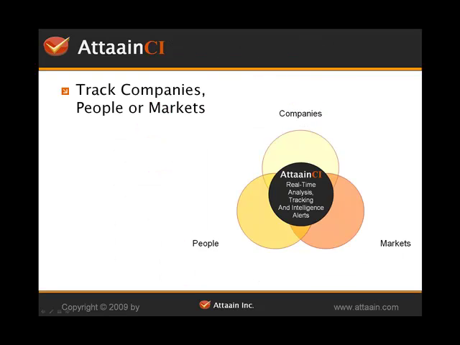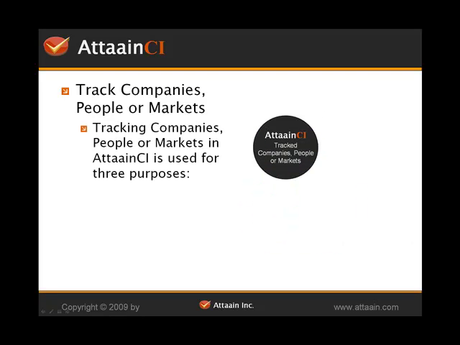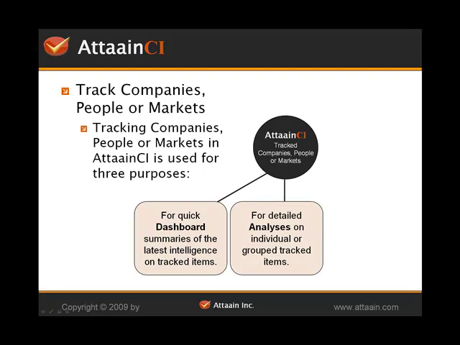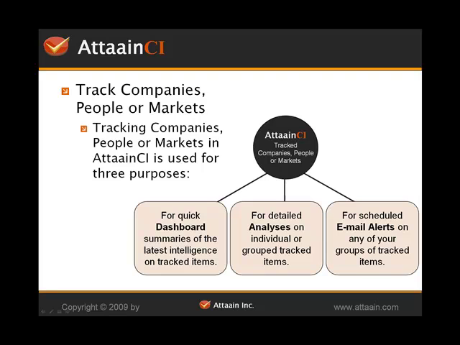AttaainCI allows you to track companies, people, or markets. Tracking companies, people, or markets in AttaainCI is used for three purposes. First, for quick dashboard summaries of the latest intelligence on tracked items. Second, for detailed analyses on individual or grouped tracked items. And third, for scheduled email alerts on any of your groups of tracked items.